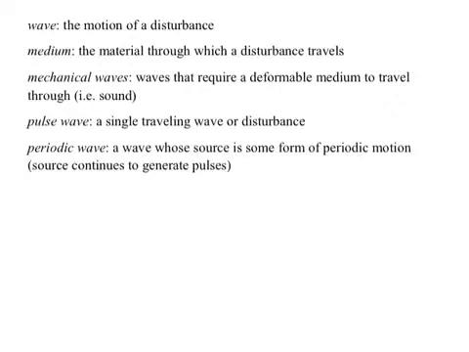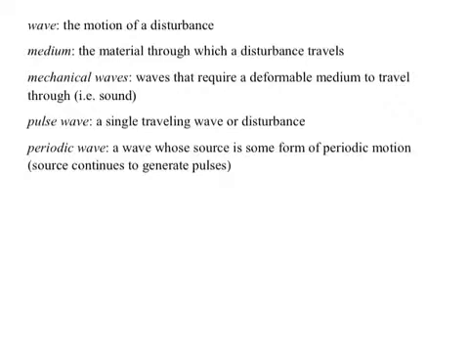The medium is the material through which the disturbance travels. So for example, for a sound wave, the medium is the actual air around you that's carrying it. Mechanical waves are waves that require a deformable medium to travel, and this example is sound, because again, the molecules in the air vibrate, so the medium is deformable. The air itself, its molecules are changing, they're vibrating, they're deforming to carry the sound to your eardrum.